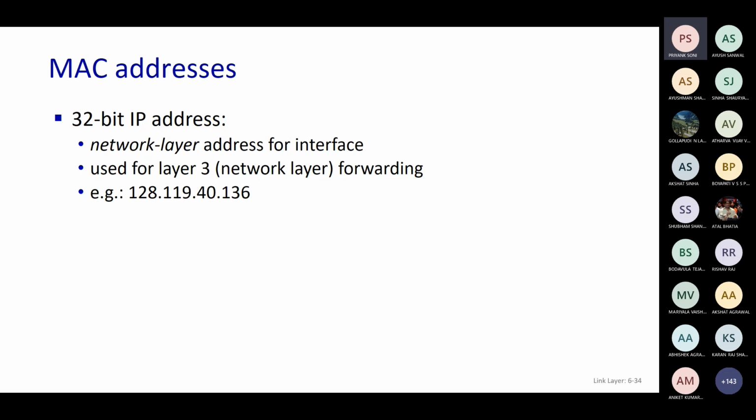When I say layer 3, it's the network layer, so it is counting from the bottom up. So the physical layer is layer 1, layer 2 is the data link layer, and so on and so forth.